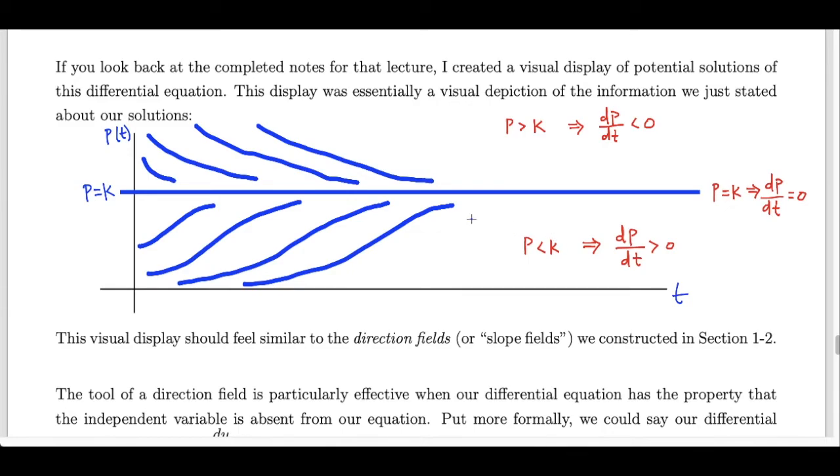As we just stated, if the population is less than this threshold value, I expect the growth rate to be positive. And as the population approaches this threshold value, the growth rate levels out. And so the growth rate dp dt approaches 0. On the other side of the threshold, if the population is greater than this threshold k, then my population will be decreasing and it'll have a negative slope.